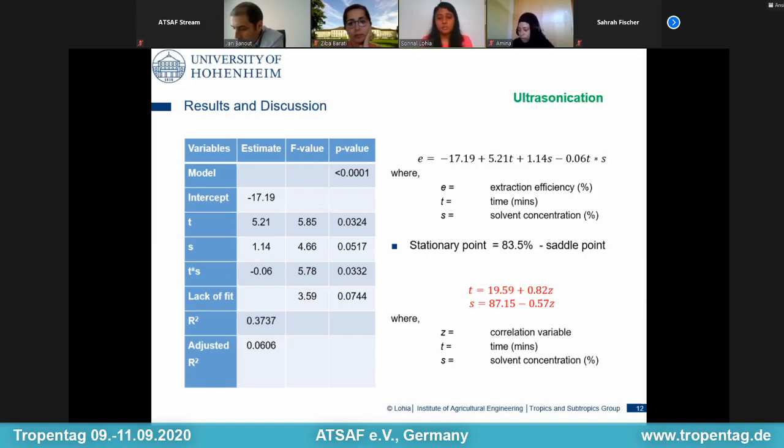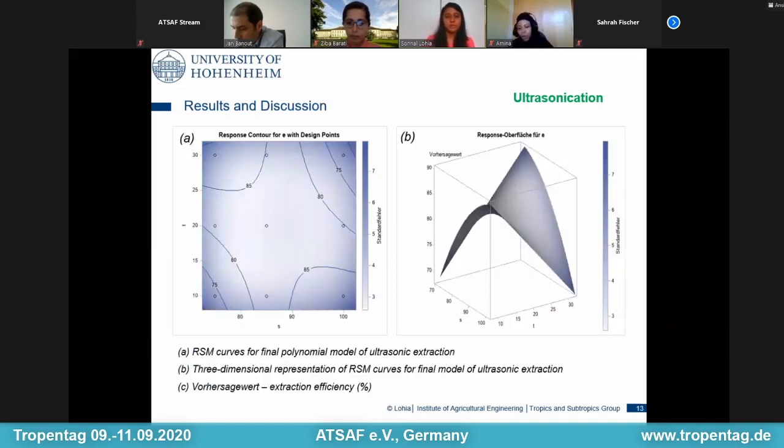An interesting observation was made here, which was the intercorrelation of time and solvent concentration on each other to obtain an extraction efficiency. To elaborate on this intercorrelation, I present to you the RSM curves. These curves show the extraction efficiency dependency on time and solvent concentration.